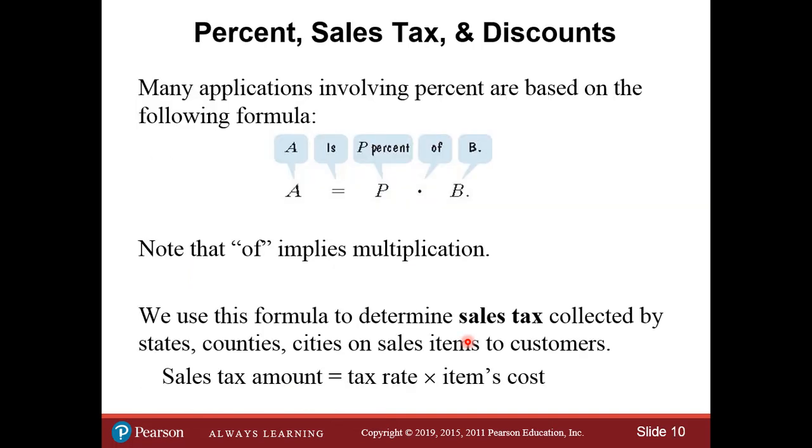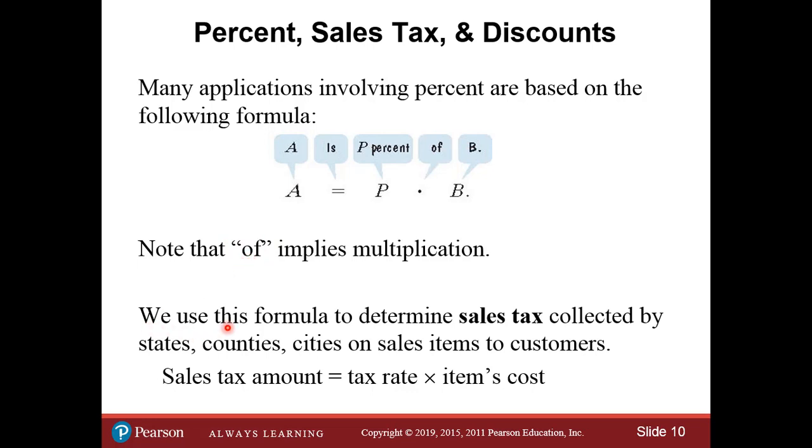Now, many applications involving percent are based on the following formula. A equals P times B. And so these are the key words that you look for. A is P percent of B. So "of" always implies multiplication in this case.